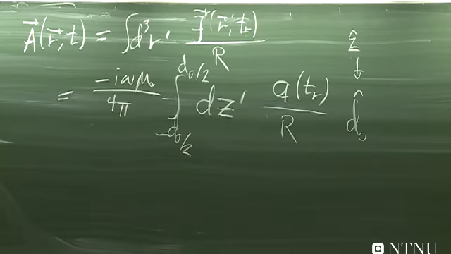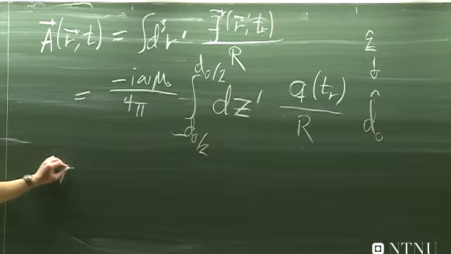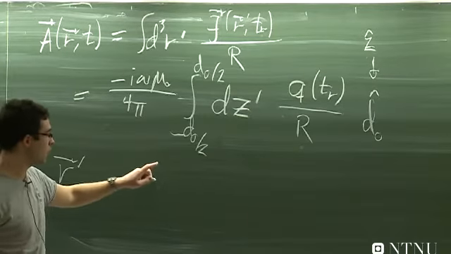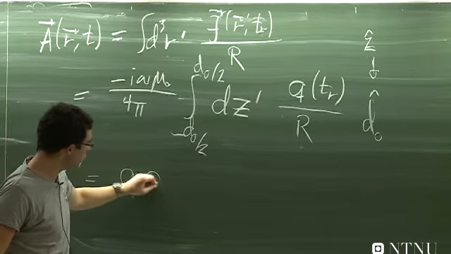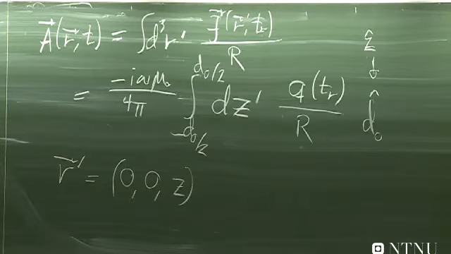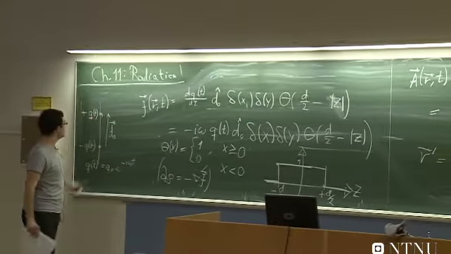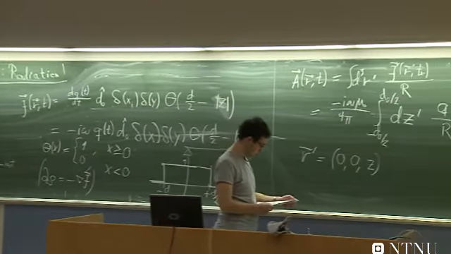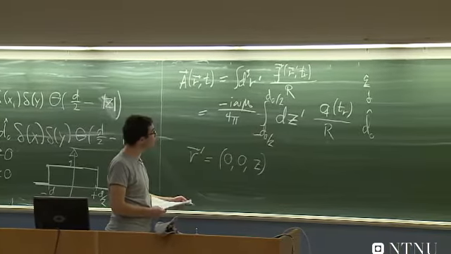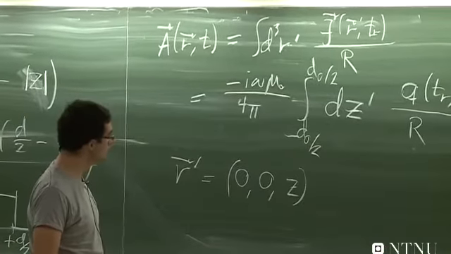Okay, and now in this R, we know, of course, that r prime, we're integrating over r prime here, right? But this is simply 0, 0, z prime, because the delta functions here make sure that we stick to the z axis in this setup. Because this is now a simple integral, I will just skip to the result.